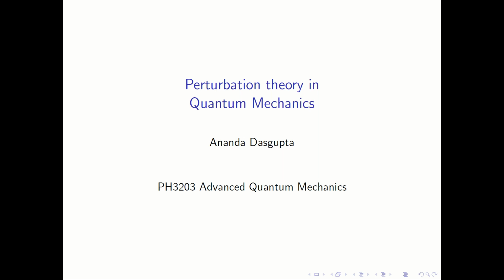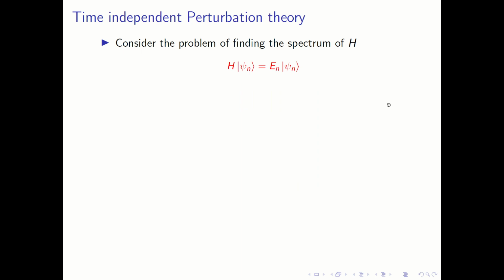So let us start by describing the setting for time-independent perturbation theory. This essentially involves the problem of finding the spectrum, which means eigenvalues and eigenvectors, of the Hamiltonian operator H. Most often, perturbation theory is couched in the language of the spectrum for the Hamiltonian, although you must realize that you should be able to use similar ideas for other Hermitian operators as well. But be that as it may, we are going to talk about the spectrum of the Hamiltonian here.